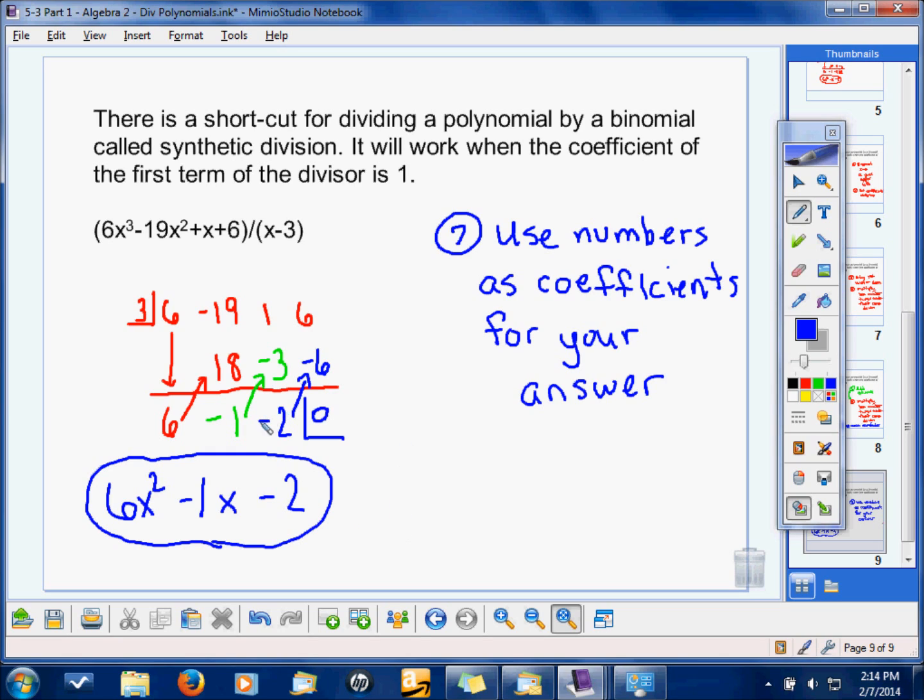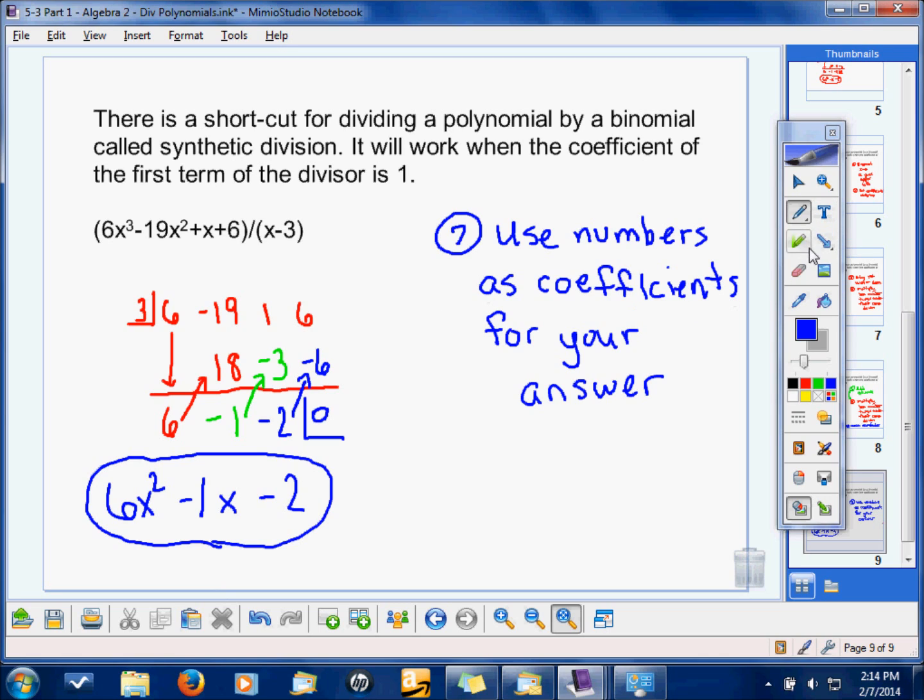So you need to go through. These are the coefficients of your answer. So we need to keep that in mind. Before we do one without a coefficient, I want to show you one still with a coefficient of 1 that gives us a remainder that is not 1.